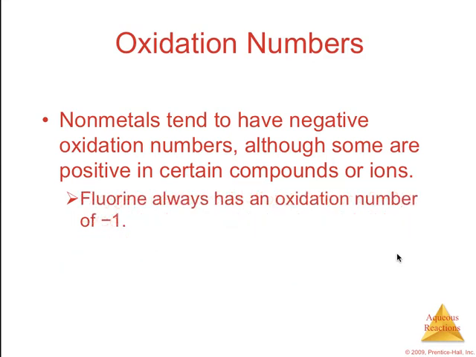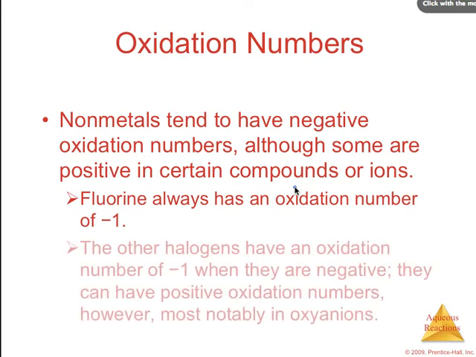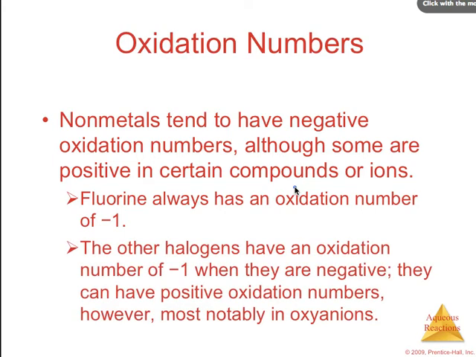Fluorine. Nonmetals tend to have negative oxidation numbers, although some are positive in certain compounds or ions. Fluorine always has an oxidation number of -1. The other halogens have an oxidation number of -1 when they are negative, but they can have positive oxidation numbers, most notably when they are in oxyanions.